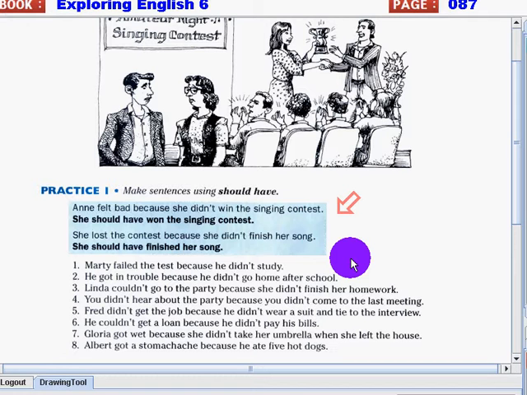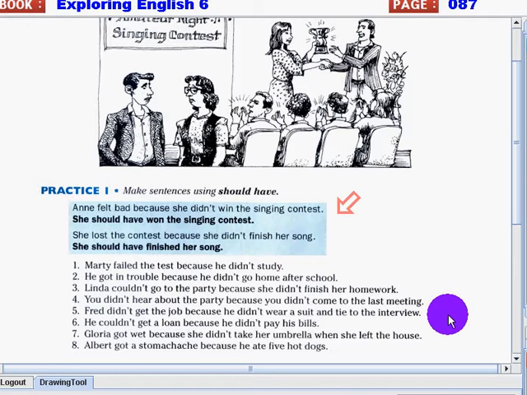Marty failed the test because he didn't study. He should have studied for the test. He got in trouble because he didn't go home after school. He should have gone home after school. Linda couldn't go to the party because she didn't finish her homework. She should have finished her homework. You didn't hear about the party because you didn't come to the last meeting. You should have come to the last meeting.